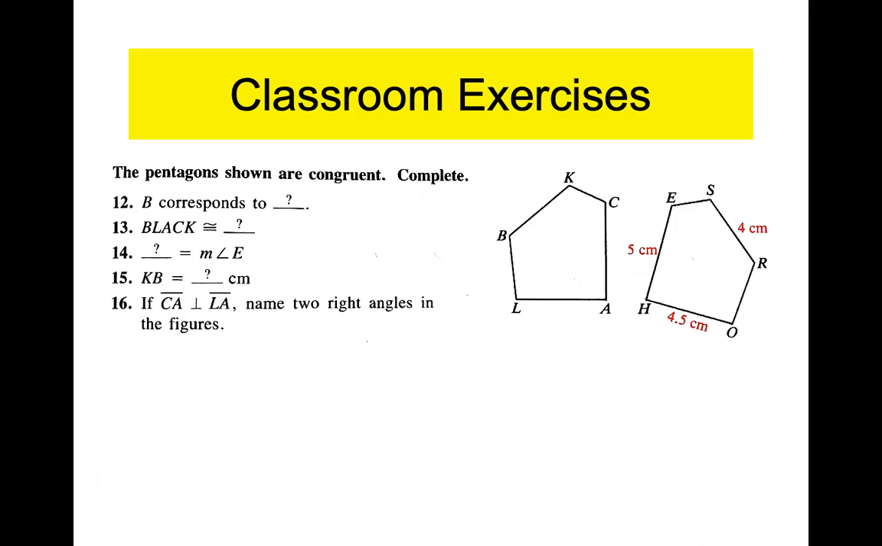Holy cow. All right, let's finish this up. Angle E goes with C. KB would equal S, 4 centimeters. And give me the two right angles that you see. It says if CA is perpendicular to LA, angle A and angle H. There you go. Got it?